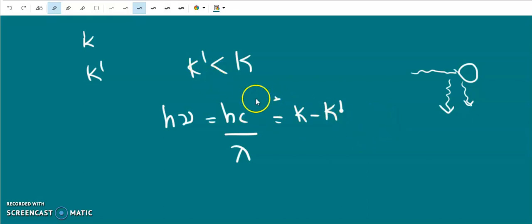So the amount of energy lost, K minus K prime, is not always unique, and therefore the energy of the emitted photon is not always unique. And there will be more than one collision, and more than one photon produced before the electron is brought to rest.